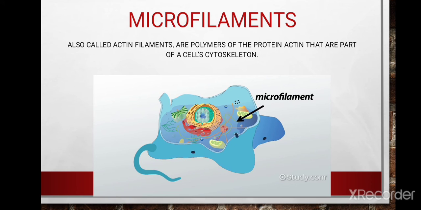Last but not the least, in the part of the eukaryotic cell are the microfilaments, also called actin filaments. It is composed of two strands of subunits of the protein actin, wound in a spiral. Specifically, the actin subunits that come together to form a microfilament are called globular actin or G-actin, and once they are joined together, they are called filamentous actin or F-actin. Microfilaments are polymers of the protein actin that are part of the cell's cytoskeleton.